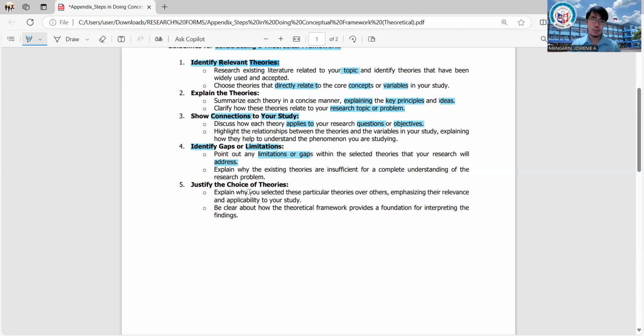Then after that, we have obviously to justify bakit natin pinili yung theory na yon. Ano ba yung mga nakita natin na relevance ng theory na yon which can be applied on our study. Okay po, so these are the 5 guidelines that we have to follow when creating theoretical framework. So to show you an example of that, na kung saan in-apply yung theory na to, allow me to have this one.